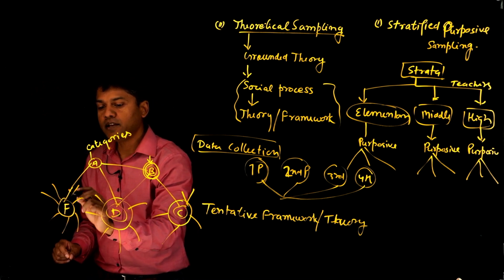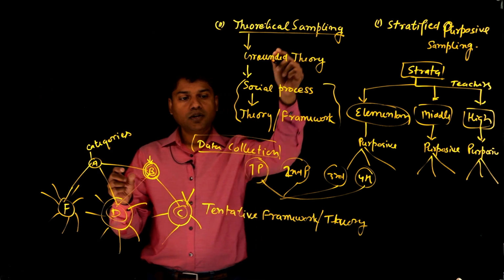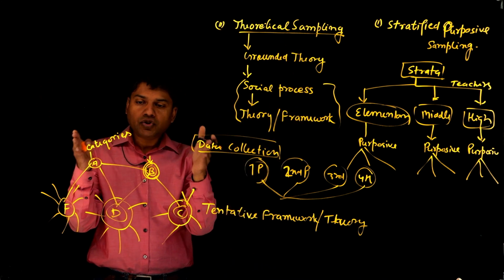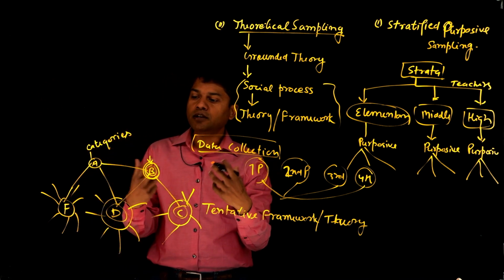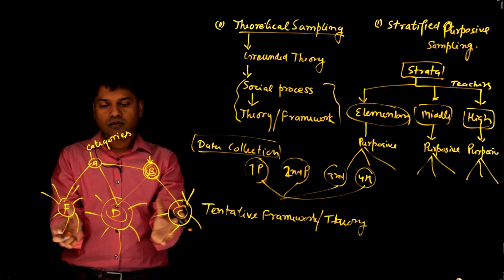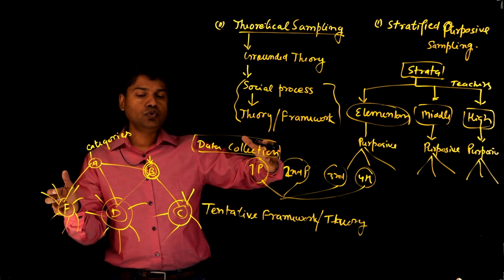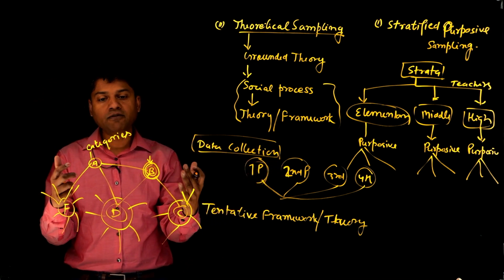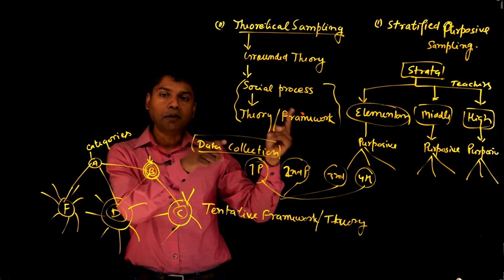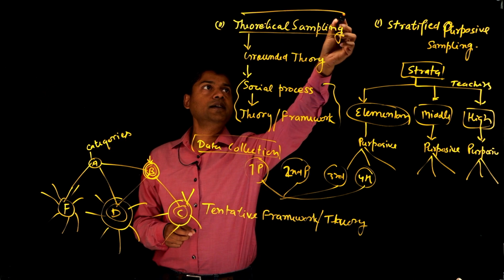And that is why the name comes from theoretical sampling, because you start with an initial pool of participants, and this initial pool of participants helps you develop your tentative theory. And then the further sampling you do is to develop and refine that theory even further. And that sampling that you do after the initial sampling is called theoretical sampling.